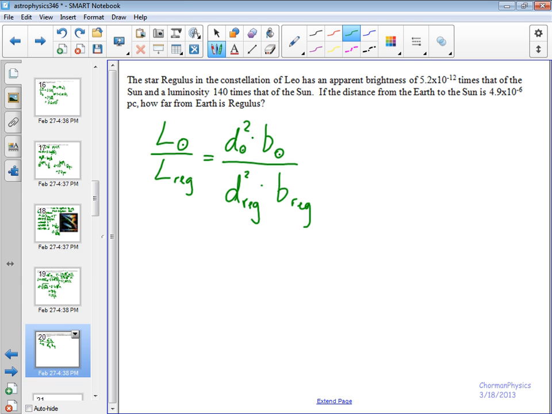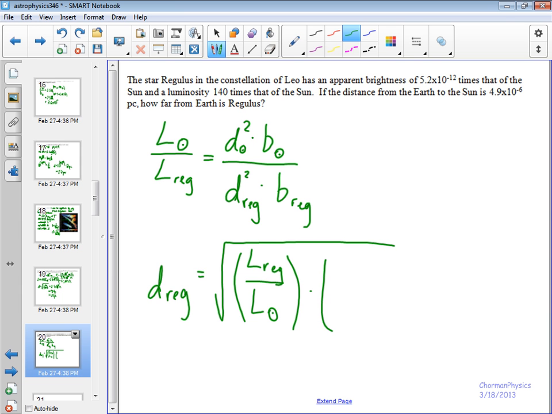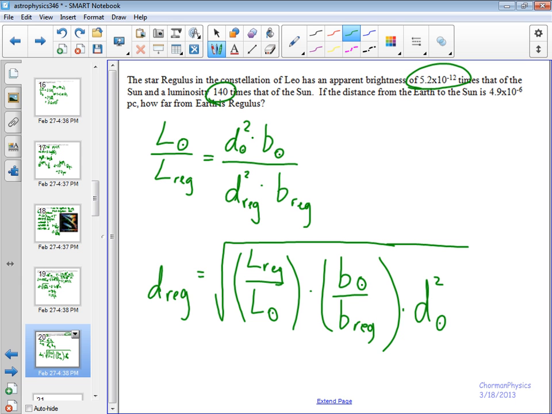When we end up solving for the distance to Regulus, which is what they're asking us to do here, I'm going to skip through some of the math. It's just going to be the square root of the luminosity of Regulus over the luminosity of our Sun, times the ratio of their brightnesses, times the distance to our Sun squared. We have the ratio of their apparent brightnesses right here, and the ratio of the luminosities. We know the distance from the Earth to the Sun, in parsecs right here, and we substitute all that in and end up getting 25 parsecs. So this is just juggling around the luminosity definitions and ending up there.